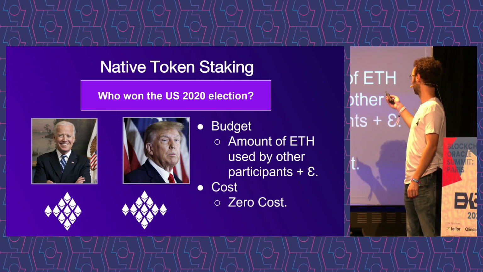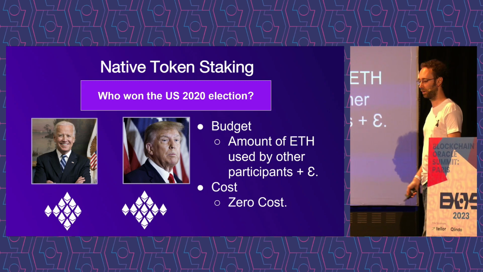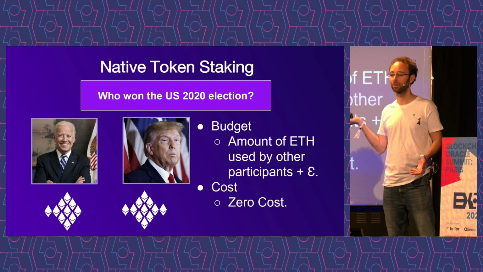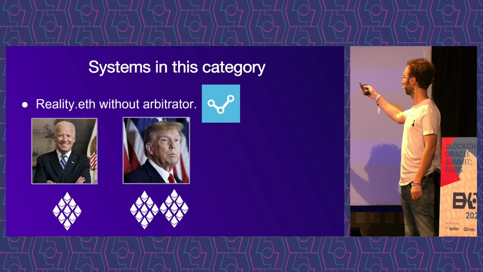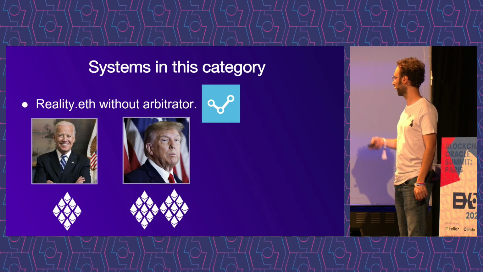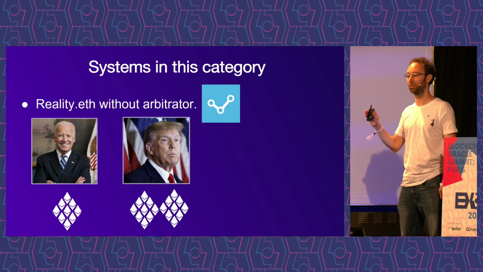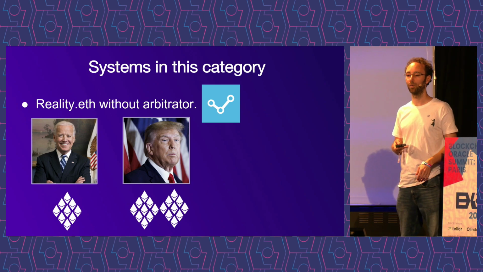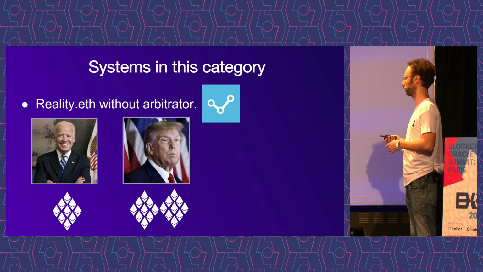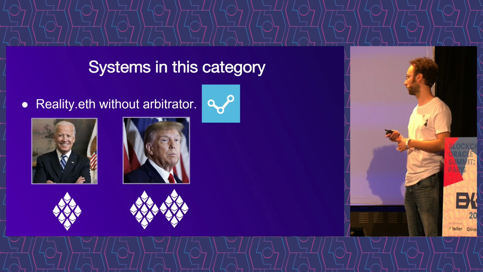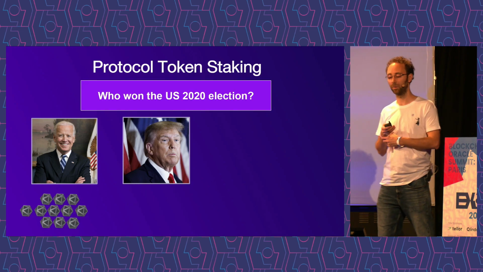So what's the budget? The budget is the amount of ETH used by the other honest participants, and the cost is 0 because you get back your ETH. An example of this would be to use Reality without an arbitrator. There is a slight variation because in Reality you need to at least double the bond. But basically, it's going to be whoever can put up the highest amount of capital who is able to set the result.